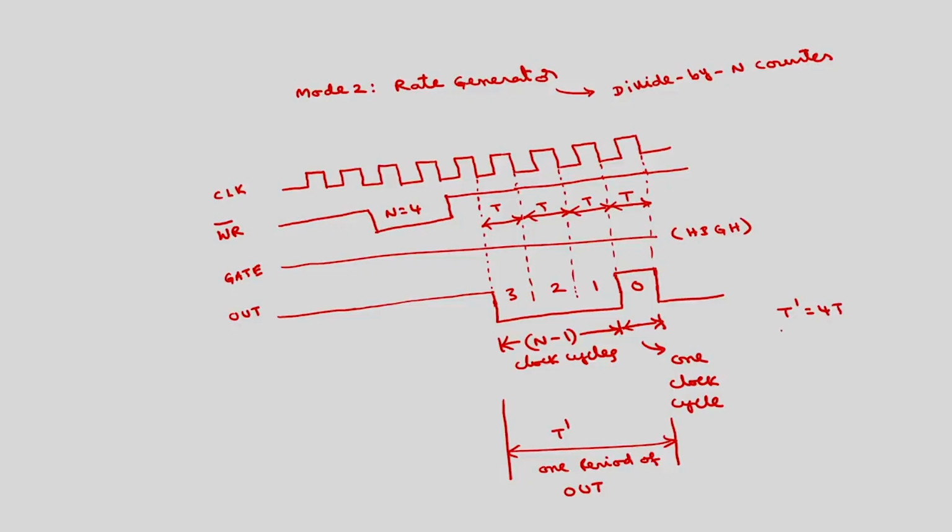So time period is 4 times, which means frequency, if I call F dash the frequency of the out signal, will be equal to F by 4, if F is the frequency of the clock signal. So the frequency of this out signal is divided by 4, and that is why it is called a divide by n counter. This is basically used for dividing the frequency by some factor. So by changing this n value we can obtain any counting value.